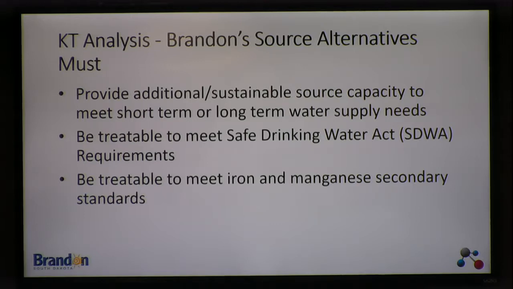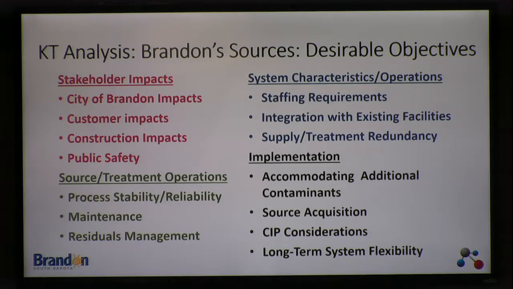And then this is the list of desirable objectives. If you look here, there's stakeholder impacts with some sub-objectives under that, a source treatment operations category with sub-objectives, system characteristics and operation with some objectives, and then implementation. So as you think of these alternatives and all the factors required to engage in, these are some of the things that were developed in terms of concerns and priorities.